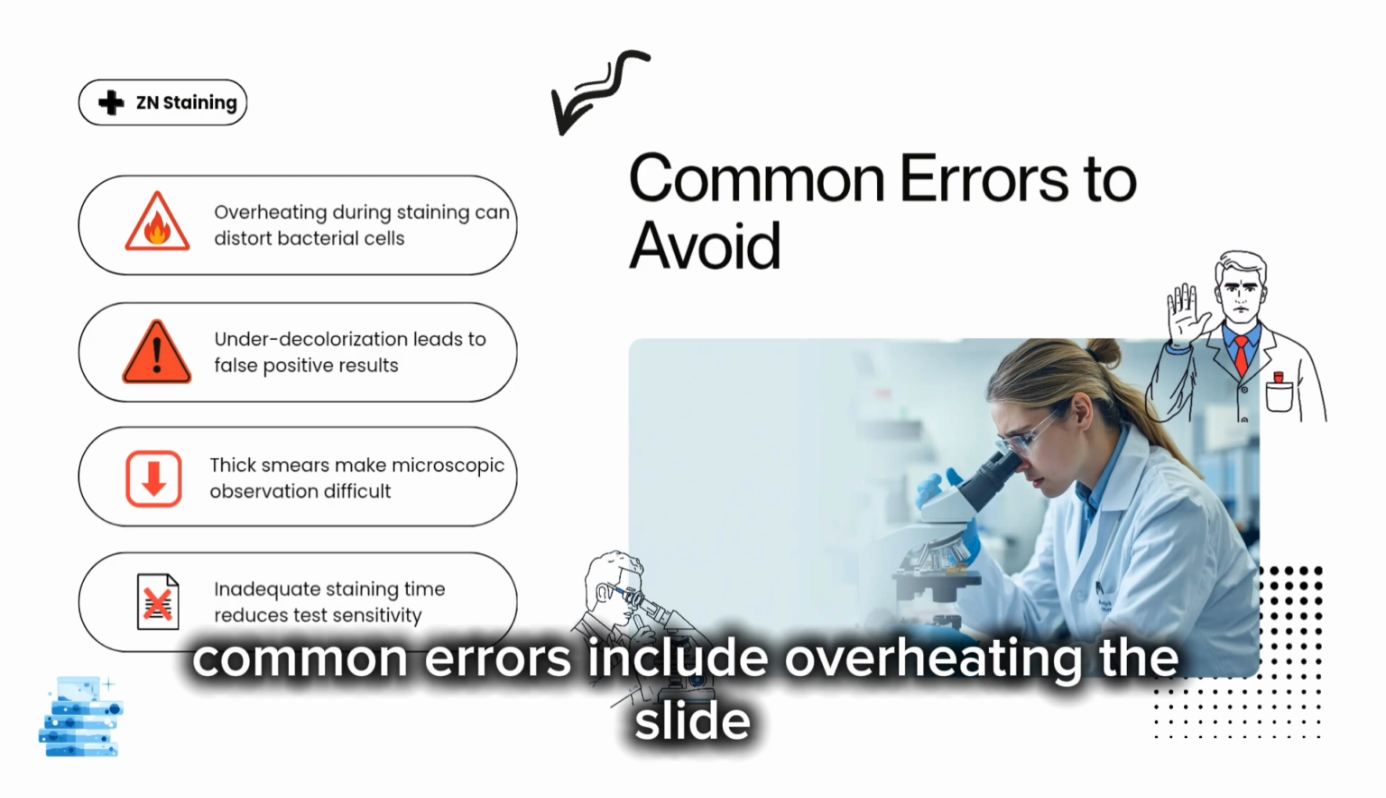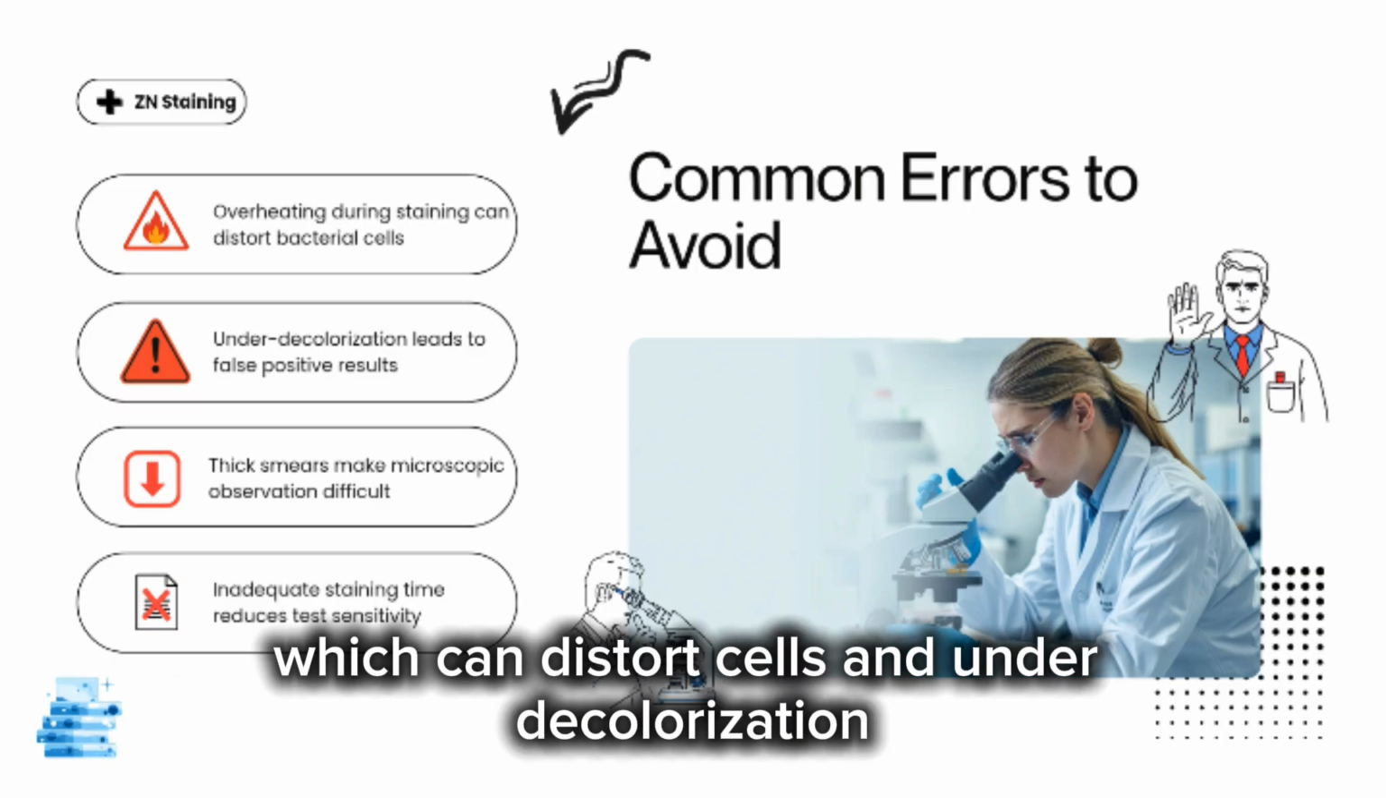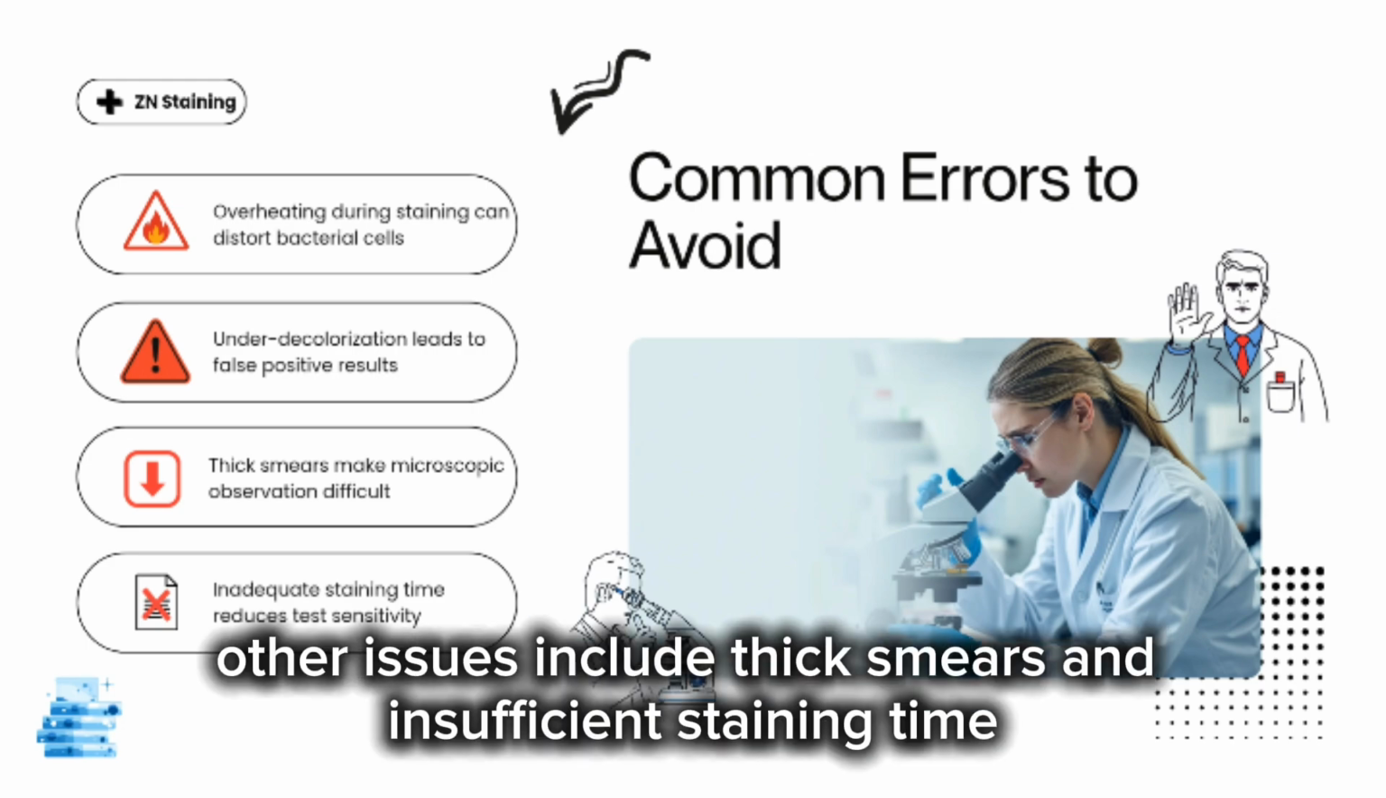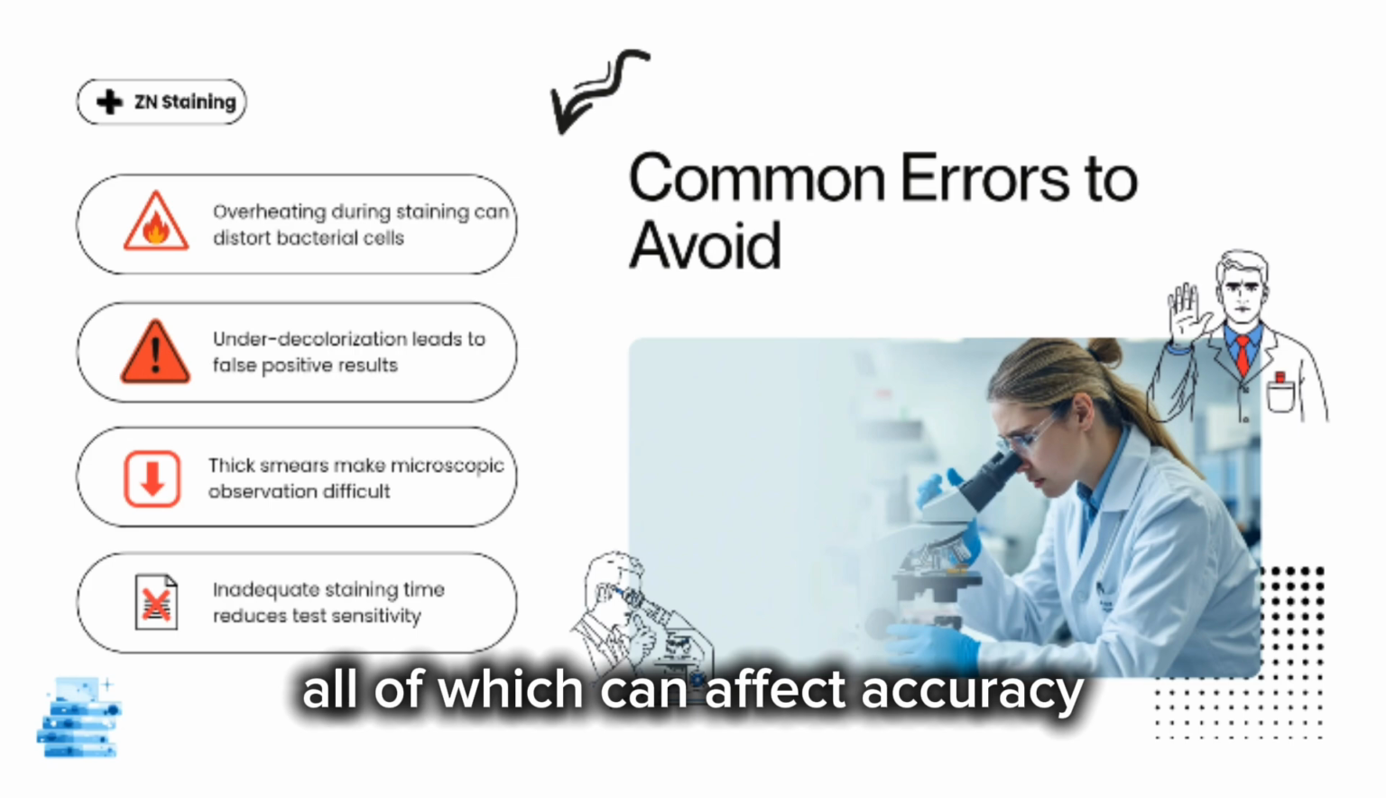Common errors include overheating the slide, which can distort cells, and under-decolorization, which may lead to false results. Other issues include thick smears and insufficient staining time, all of which can affect accuracy.